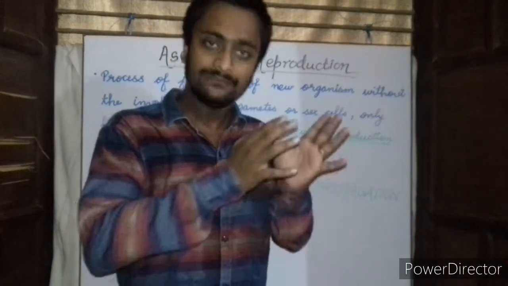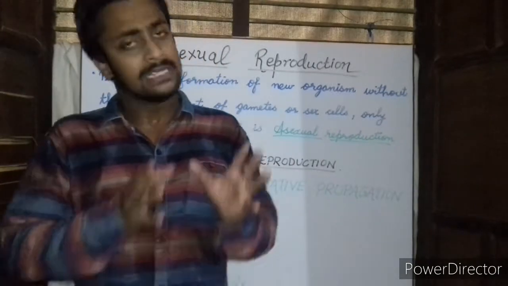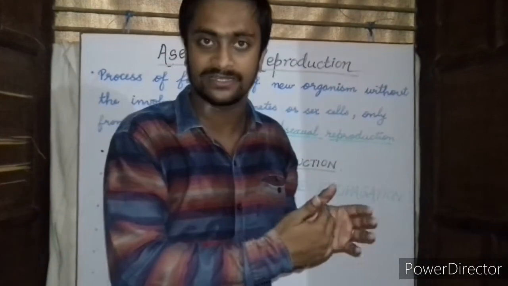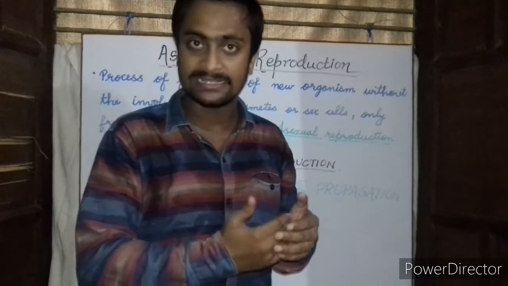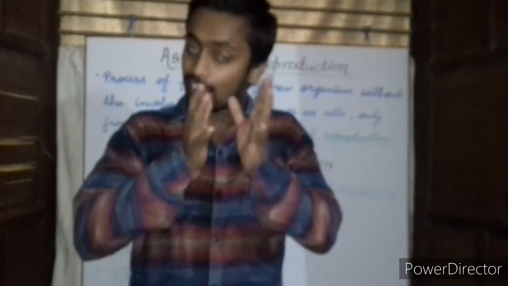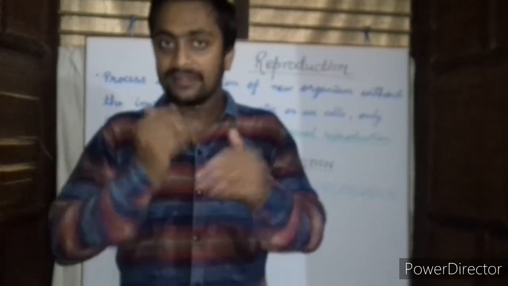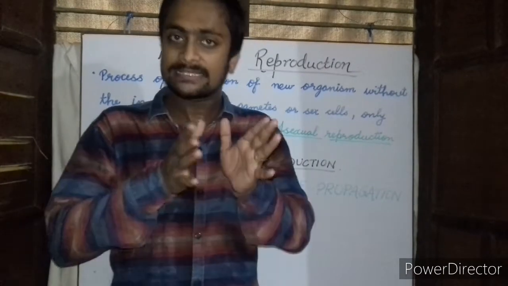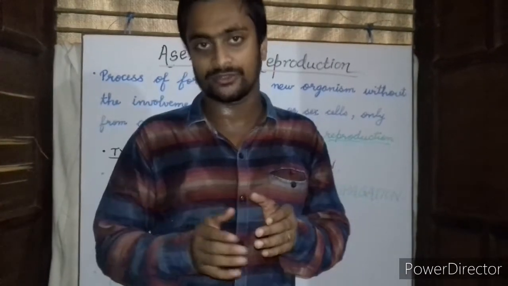In today's lecture we will be dealing with the topic asexual reproduction. The word 'a' stands for absent and sexual means sex cells or gametes. So the process in which no sex cells or gametes are involved and a new organism is formed from a single parent, this process is called asexual reproduction.